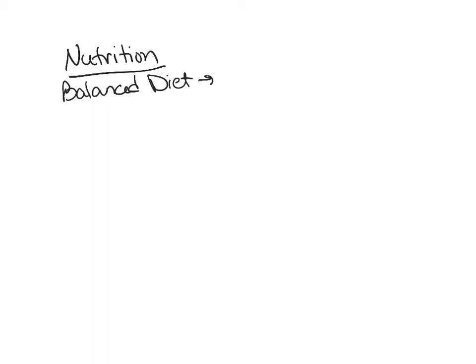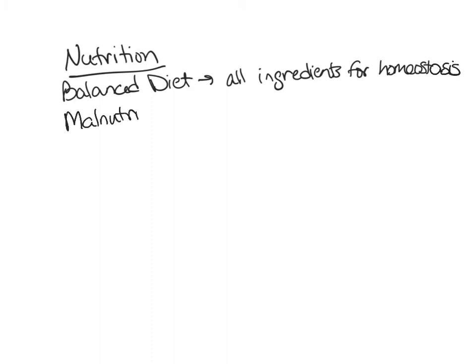All right, let's talk a little bit about nutrition. So a person should have a balanced diet, meaning they should be eating the proper nutrients. So a balanced diet just means that you are receiving all the ingredients for homeostasis. Malnutrition, then, on the other hand, means that you are getting an inadequate or you're getting an excess of nutrient absorption.